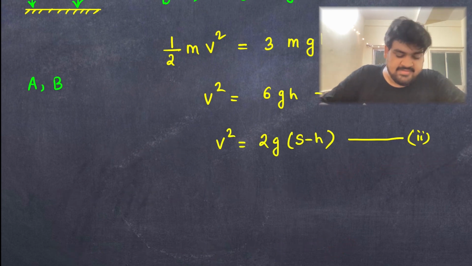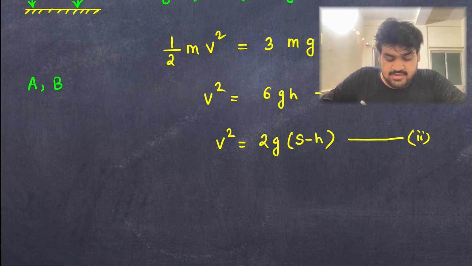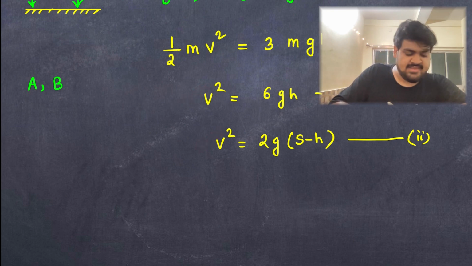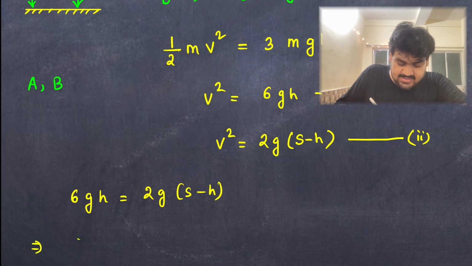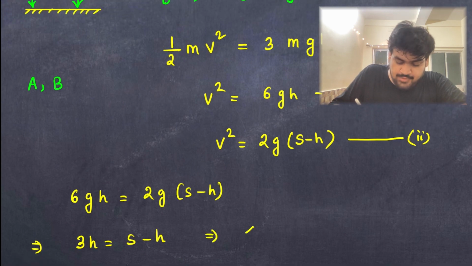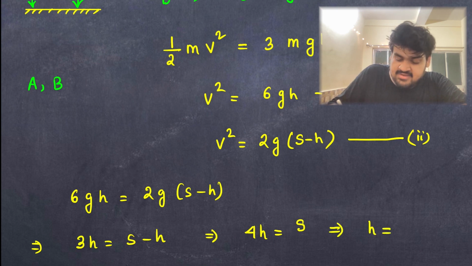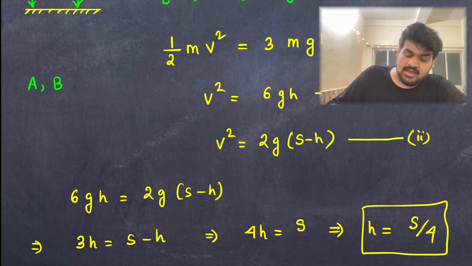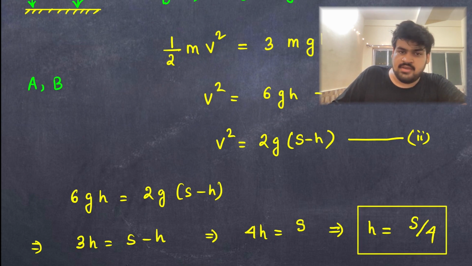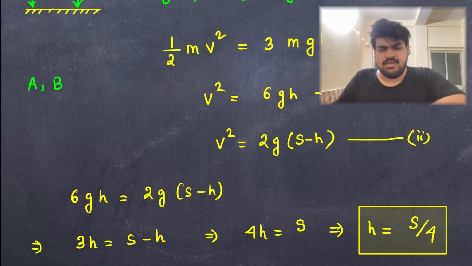So our v square is equal to 6gh and also v square is equal to 2g(s minus h). As they are both equal, we can write that 6gh will be equal to 2g(s minus h). So from here we get that 3h will be equal to s minus h. So 4h comes out to be s. So our height h will be s by 4. This will be our required height where the kinetic energy will be 3 times the potential energy. We have easily found the height.